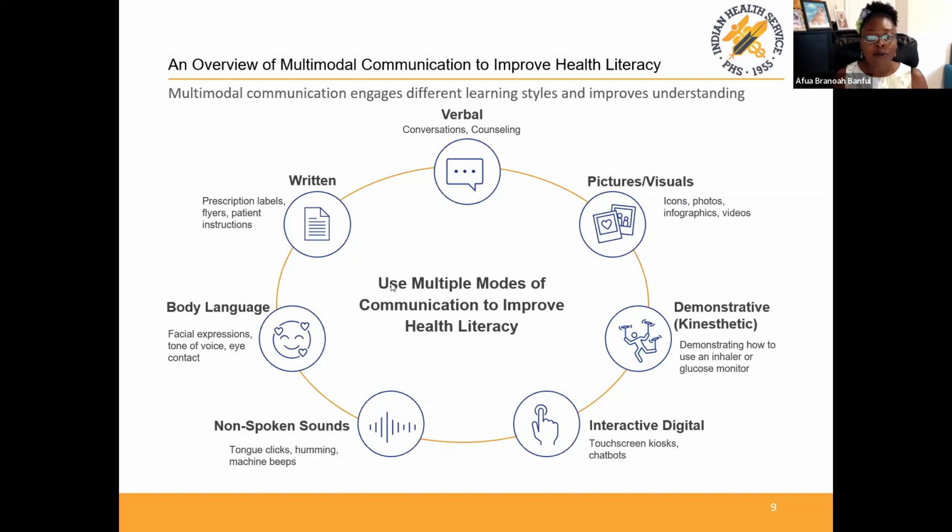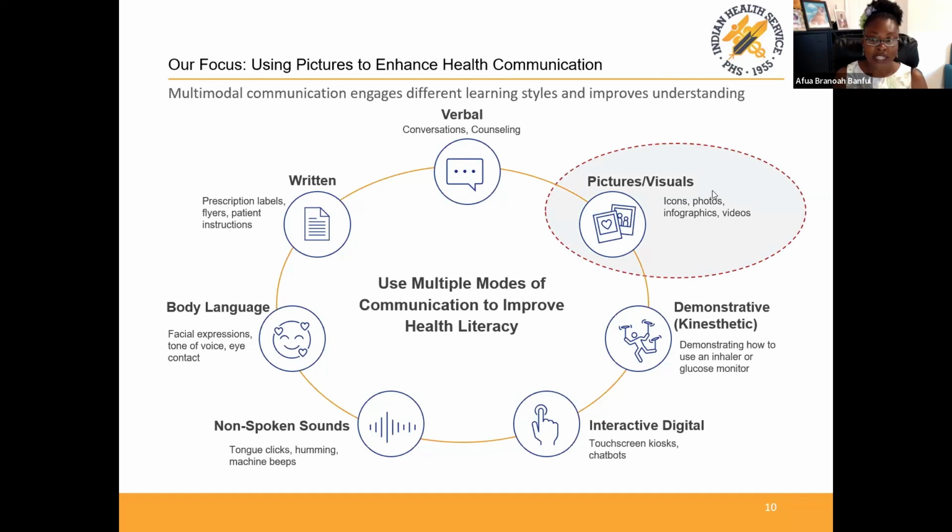So, as I said, we have an hour. We can't go through all of these. Today, where we are going to focus is pictures, using pictures and visuals to enhance the communication.